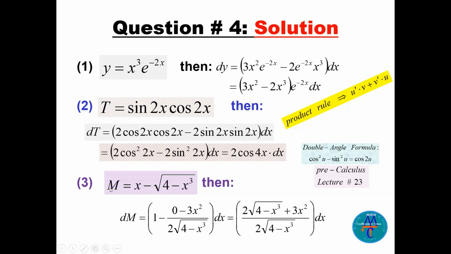Now this is function m, x minus square root of 4 minus x cubed. This is not a product, it's only subtraction. So dm will be the derivative of x, which is 1, minus 1 over 2 square root of 4 minus x cubed times the derivative of the inside here, which is the derivative of 4 minus x cubed, that is minus 3x squared. Simplify that. So dm is equal to all this fraction times dx.